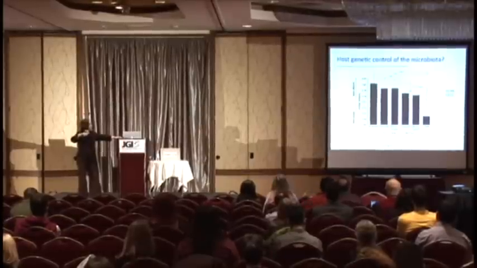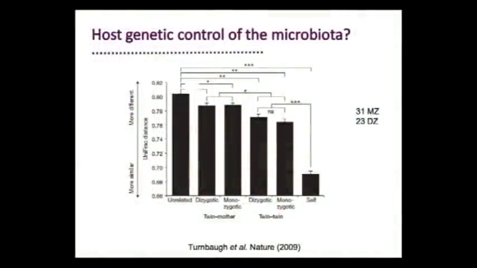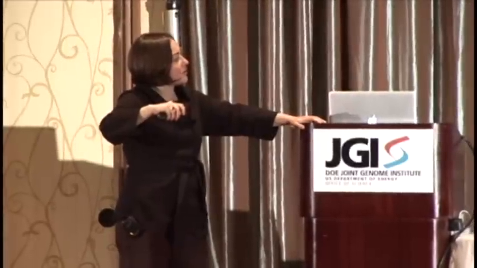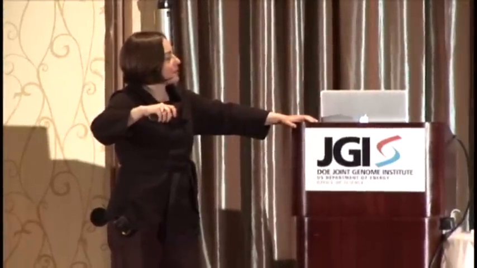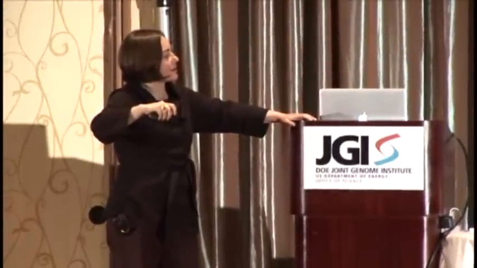This is one of the twin studies that I was involved in with the Gordon lab, where a relatively small number of twin pairs, 31 monozygotic or identical twins and 23 dizygotic or fraternal twin pairs, was studied. One of the goals was to see if the monozygotic twin pairs had more similar microbiotas than the dizygotic twin pairs, which would tell you that there's a host genetic effect there. And there was a trend, but there wasn't a significant difference in these UniFrac distances.